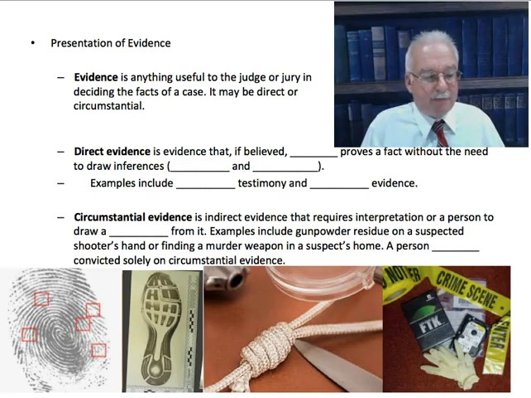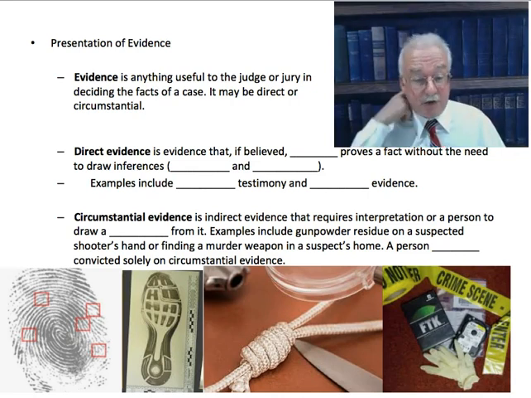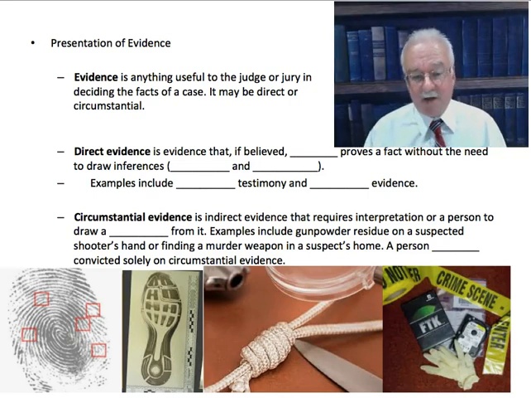One example might be eyewitness testimony or videotape of an incident. A videotape, say in a convenience store of a robbery taking place, that's direct evidence. You see the person doing the robbery. You don't have to draw any conclusions. You don't have to infer anything from it. So that would be true direct evidence if you believe it. Same with the testimony of an eyewitness.